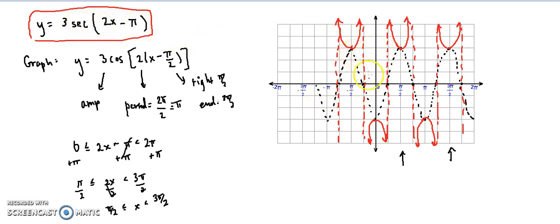So the black line is what we use to be our guide. Okay, the black dashed line, that's our cosine graph, that's our guide. And then getting secant from that is just a matter of inverting everything. So if this was a cosecant graph, you'd want to do the sine graph that goes with it and invert everything from there.